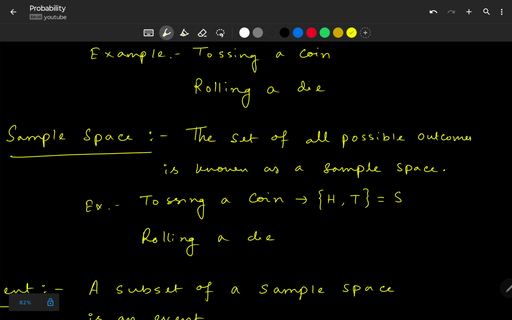In general, we denote the sample space by S or by omega. Now for the next example, rolling a die, the possible outcomes are the numbers from 1 to 6. So all the numbers 1, 2, 3, 4, 5, and 6 are the sample space for the experiment rolling a die.